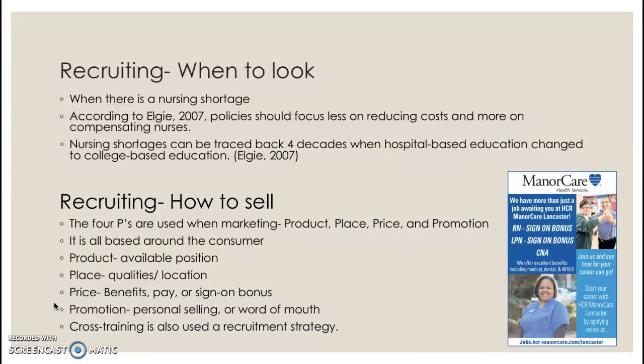Next is the place. So that's the actual location of the hospital, parking, scheduling, all those things. Price is next, which is the benefits, the pay, sign-on bonuses, insurance, retirement plans. And then the promotion is the advertising, the personal selling, job fairs, things like that. And then cross-training is also utilized a lot now, saying that you shouldn't miss any days of work because we'll be training you to go to other units so that you won't be called off and lose money that way.